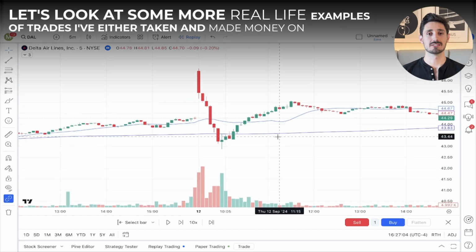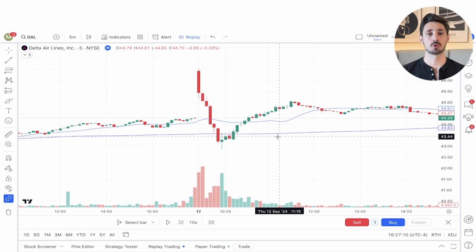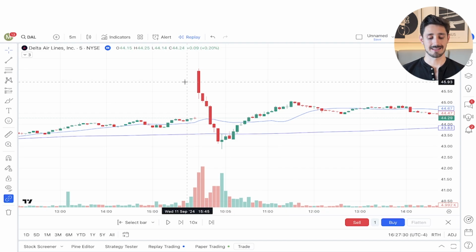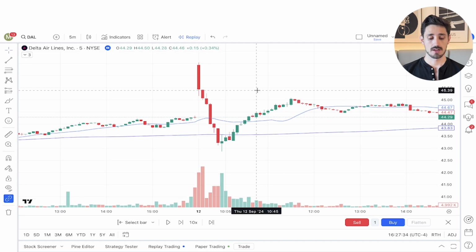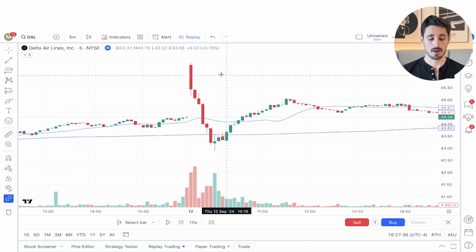Let's look at some more real life examples of trades that I've either taken and made money on, or that I called in my mentorship room and I had my students make money on. So the first one is we're going to be looking at Delta Airlines, DAL, and this was from last month, sometime in September, and we could see this excellent reversal opportunity. Now let's go ahead and analyze what I saw in that moment and whether this opportunity fits all of the criteria that we already talked about.